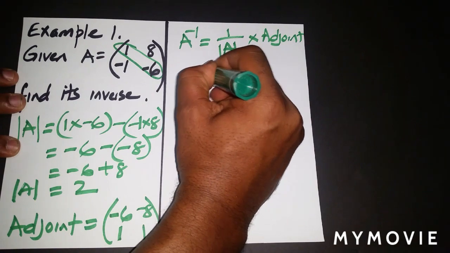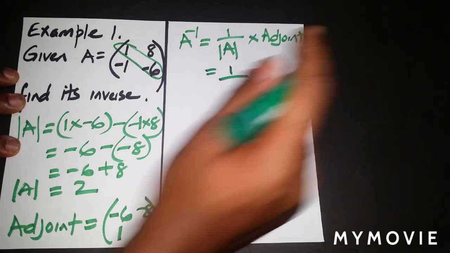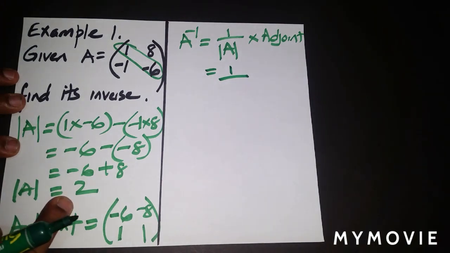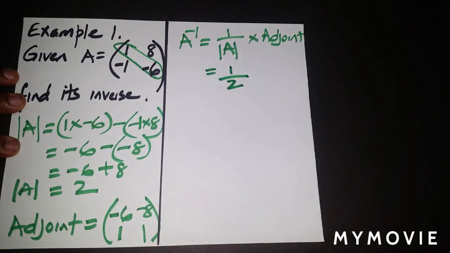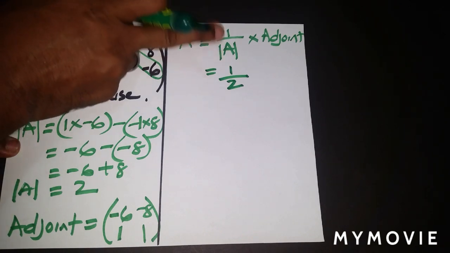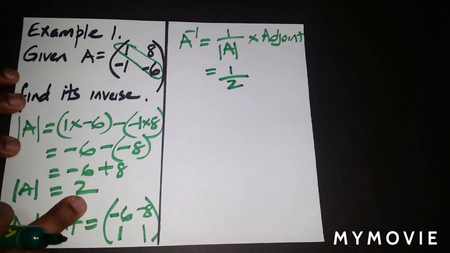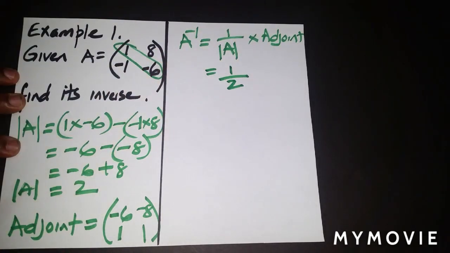So the inverse is equal to, remember, 1 over the determinant, and the determinant is 2. So that would give you 1 over 2, which is a half. So don't forget that it's 1 over the determinant. Whatever the determinant is, it's going to be 1 over it, because this is the formula.